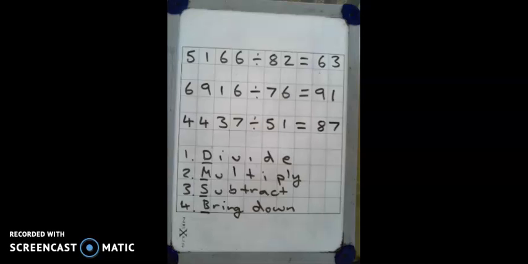Here come the answers. 5,166 divided by 82 is 63. 6,916 divided by 76 is 91. And 4,437 divided by 51 is 87.